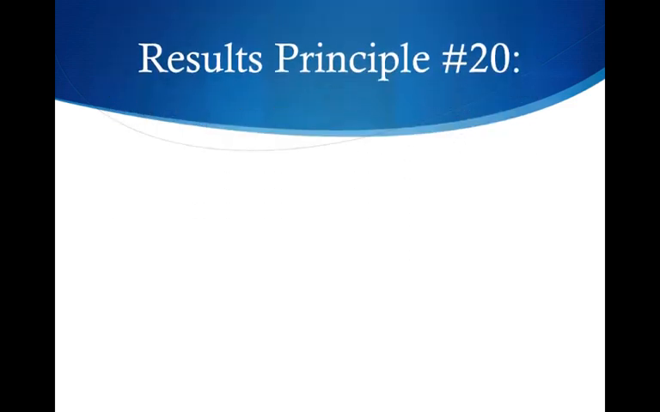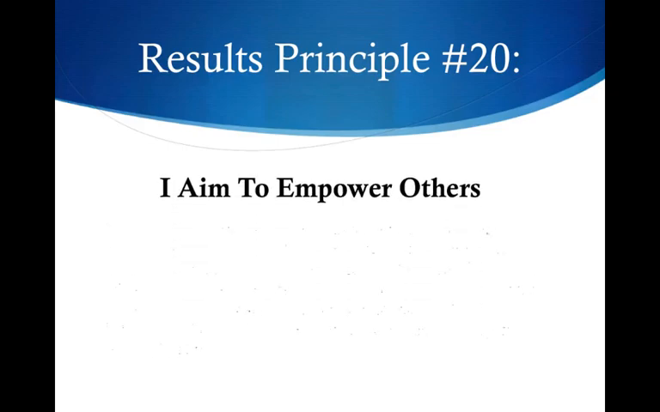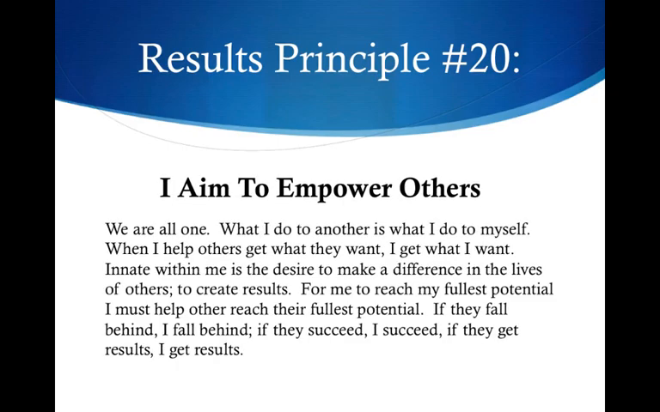Result principle number 20. I aim to empower others. We are all one. What I do to another is what I do to myself. When I help others get what they want, I get what I want. Innate within me is the desire to make a difference in the lives of others, to create results. For me to reach my fullest potential, I must help others reach their fullest potential. If they fall behind, I fall behind. If they succeed, I succeed. If they get results, I get results. Wow, pretty powerful result principle.